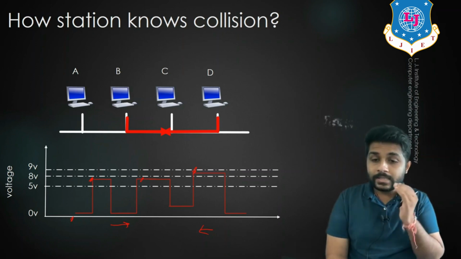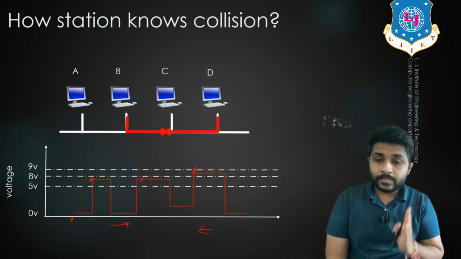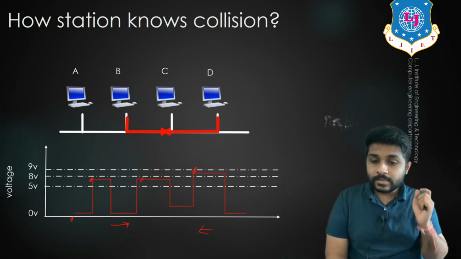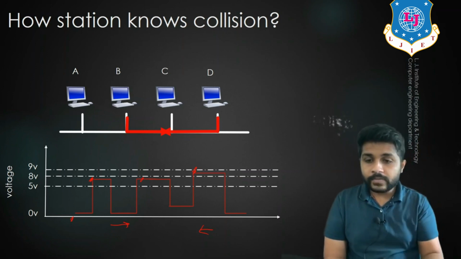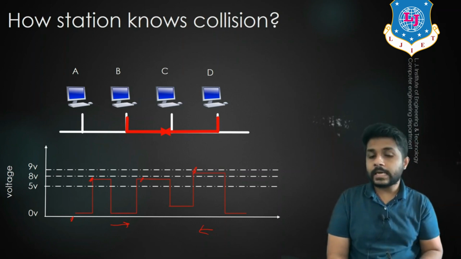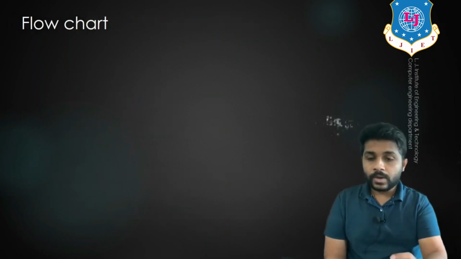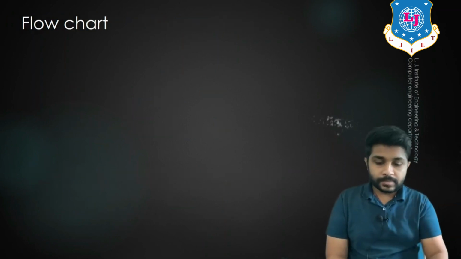And when the senders B and D get to know that there is a collision in the network, they will stop sending the data, and after some time they will try to send the data again. Now let's see the flow chart of the CSMA CD.